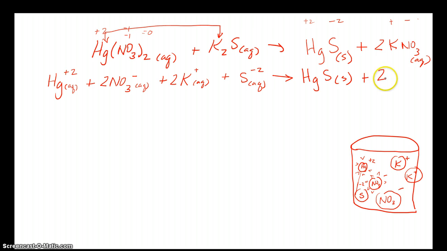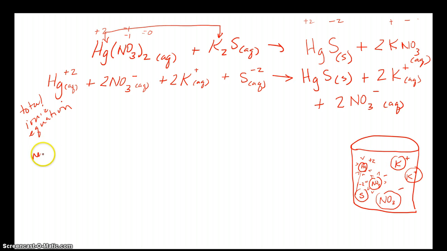And so that means I can put 2 K pluses as aqueous, and I apologize that I ran out of space, and 2 NO3 minuses, those are aqueous as well. Okay, they did not bond because my solubility chart told me that they didn't bond. So what this is called is the total ionic equation. Total ionic equation. Because it shows you the entire picture of what's going on.